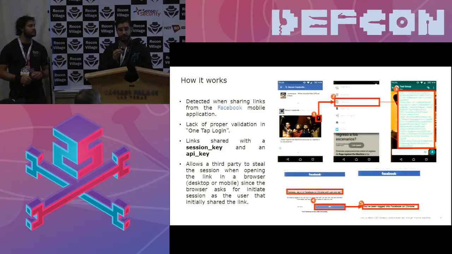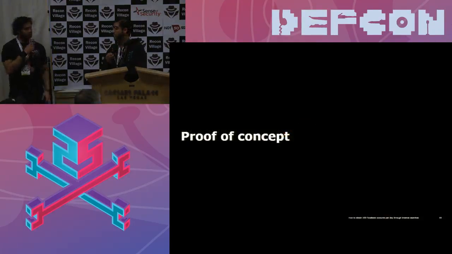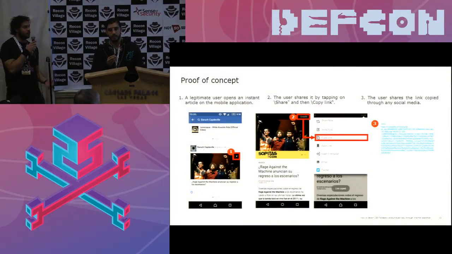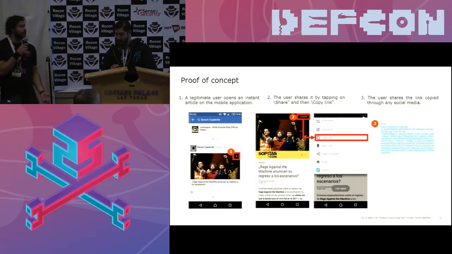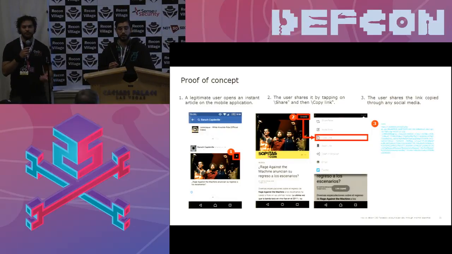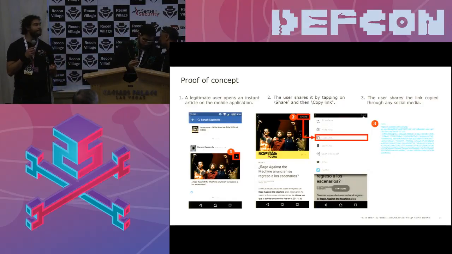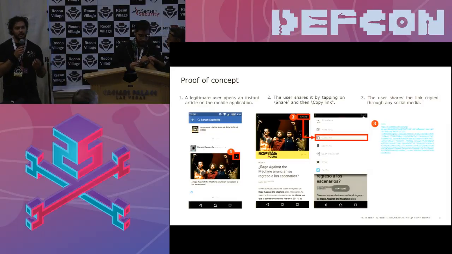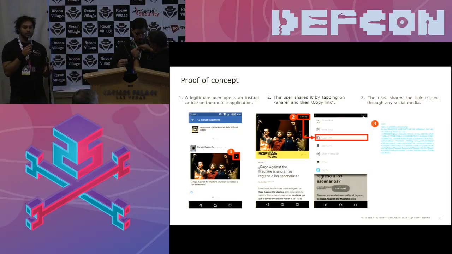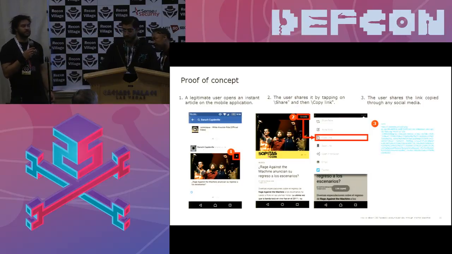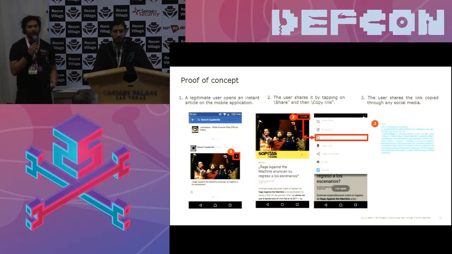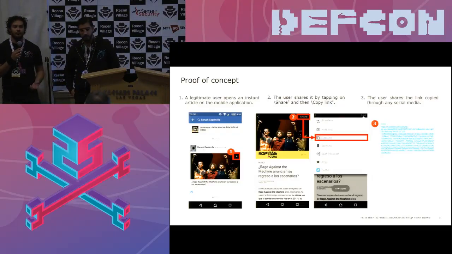The proof of concept we performed was more or less what Guillermo has already explained. The process is as follows. A legitimate user using his mobile Facebook application is searching content, he observes something that he likes, and he opens the Instant Article. But instead of opening it in the browser, he clicks on the options button. He can then copy the link, share it, open it in the browser, and so on.